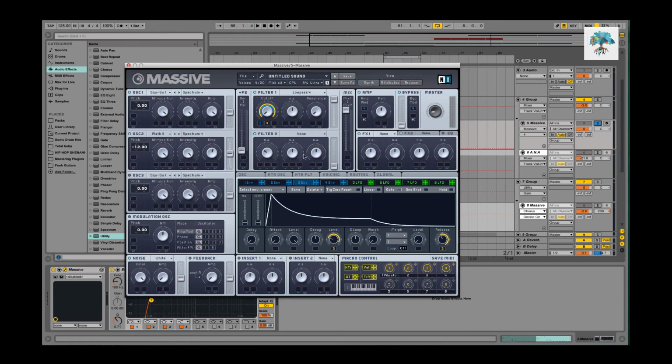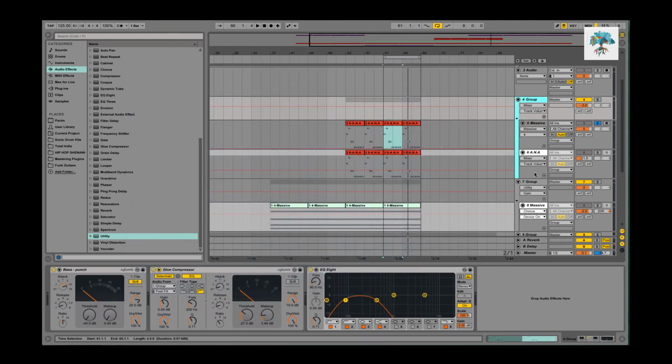Really doesn't get much brighter. Oh, I think I have it filtered down. Yeah, that's why. Okay, let's try that again.